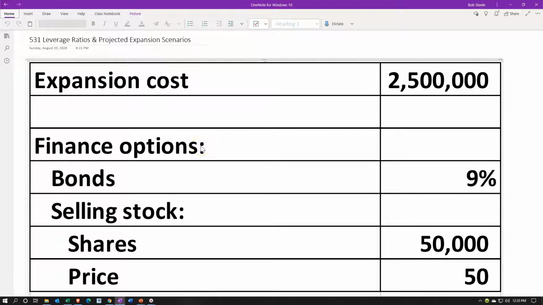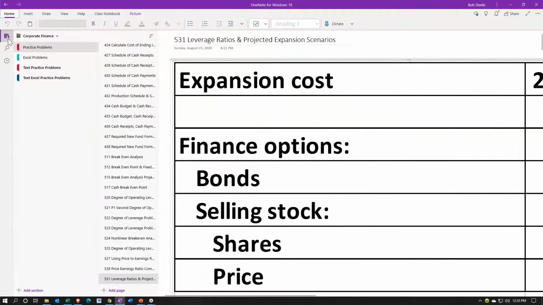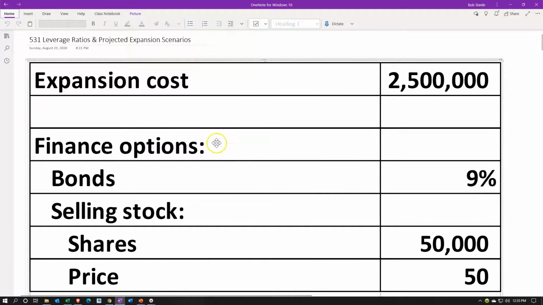Here we are in OneNote. If you would like to follow along in OneNote, you're not required to do so, but if you have access to it and would like to, we are in the 531 Leverage Ratios and Projected Expansion Scenarios tab in the Practice Problems section. We're going to have our information up top. We'll read through the information, then we'll have a smaller component of that information we will use to work through the practice problem. We have an expansion scenario.